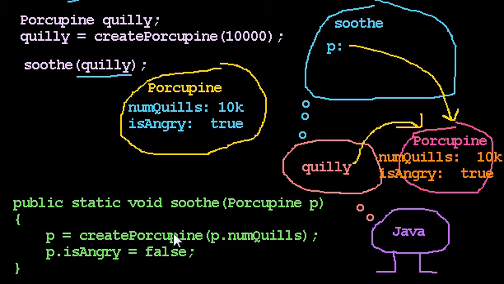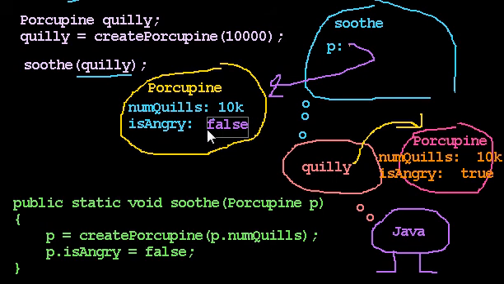And then we store this porcupine in p, right? Well, p currently refers to the pink porcupine that Quilly refers to, but when I say p gets the value of create porcupine, that means p no longer refers to this porcupine down there. P now refers to my brand new yellow porcupine. At this point, you'll probably see what's going wrong. When we say p isAngry gets the value of false, well, that's great. This will get the value false. And then at the end of this, p is going to die.